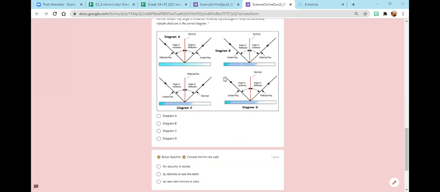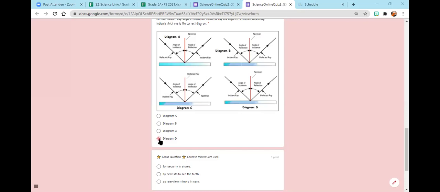Which diagram of reflection is the correct one? A, B, C, or D? Diagram? Yes. It's D. It's D, perfect. Excellent. I'm talking with all of you.